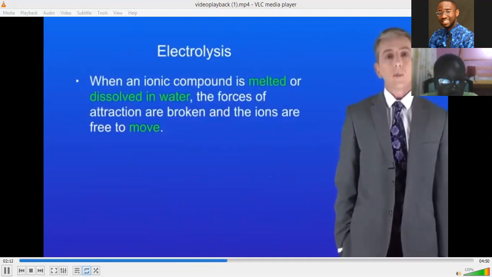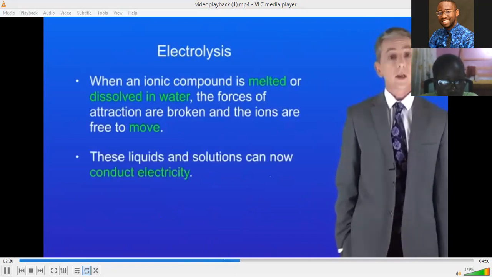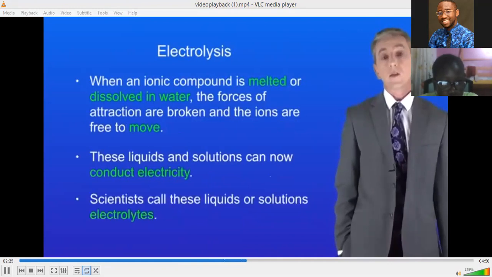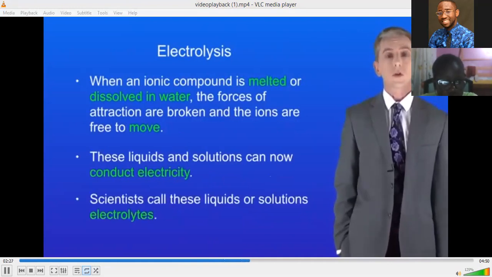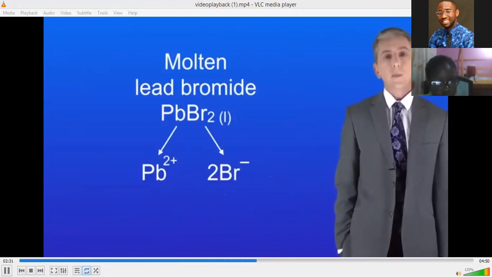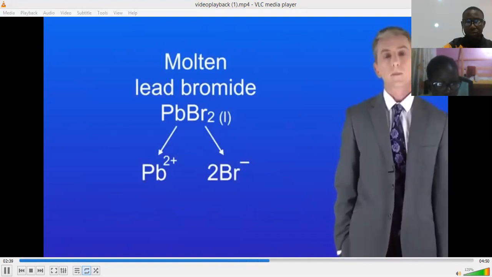However, when an ionic compound is melted or dissolved in water, the forces of attraction are broken and the ions are free to move. Because the ions can now move, these liquids and solutions can now conduct electricity. And scientists call these liquids or solutions electrolytes. So we're going to look now at what happens when we carry out electrolysis on a molten ionic compound such as lead bromide. Remember that the word molten means melted.